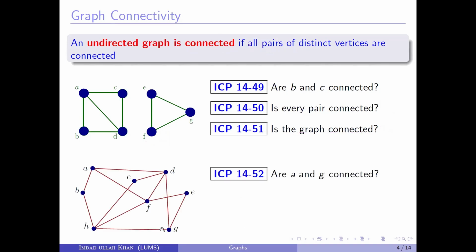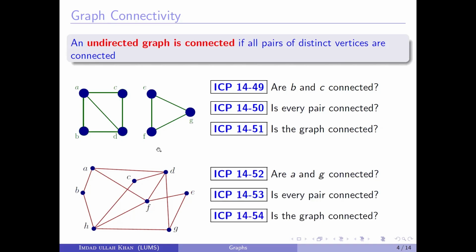Look at the next graph. Are A and G connected? If there's a path from A to G, that is connected. That's a similar kind of ICP we have solved in our previous slide as well. So the answer is yes. Is every pair connected? Yes, every pair is connected. And is the graph connected? Yes, it is connected because it fulfills the definition of a connected graph, which is written on top of the slide: a graph is connected if all pairs of distinct vertices are connected. So the answer is yes, the second graph is connected.